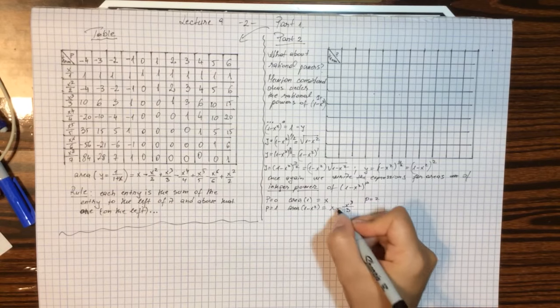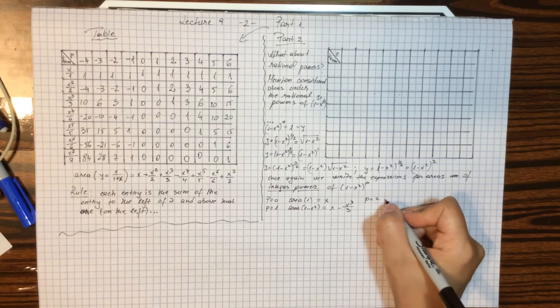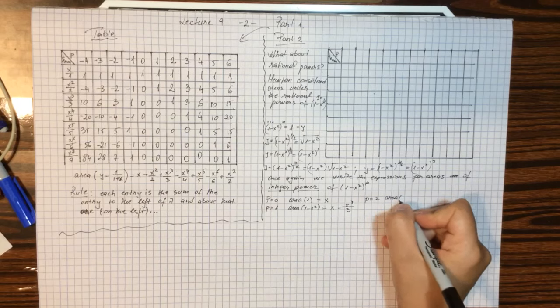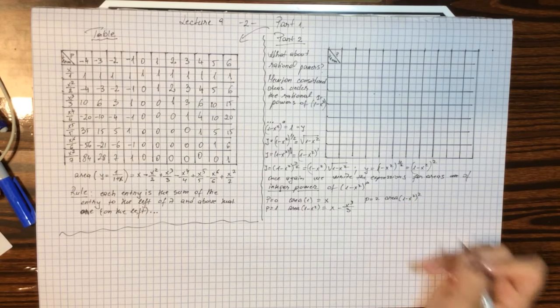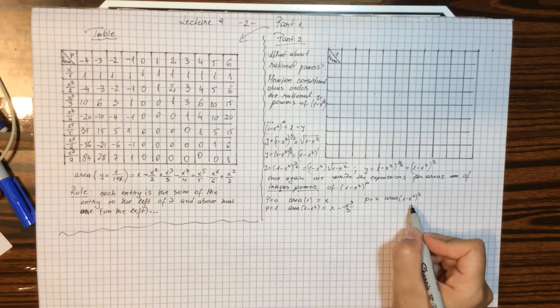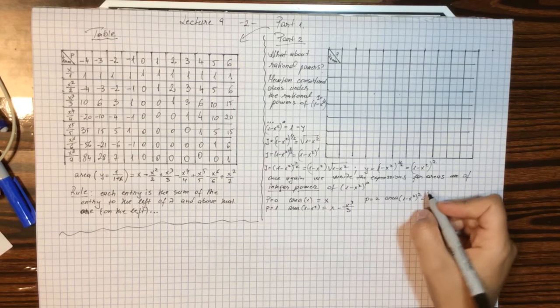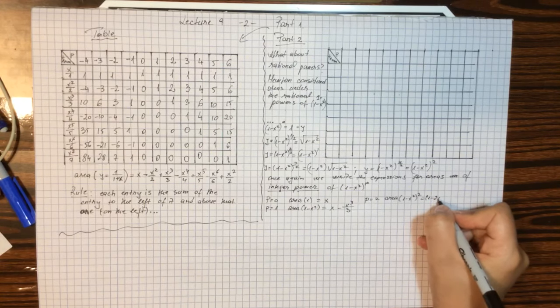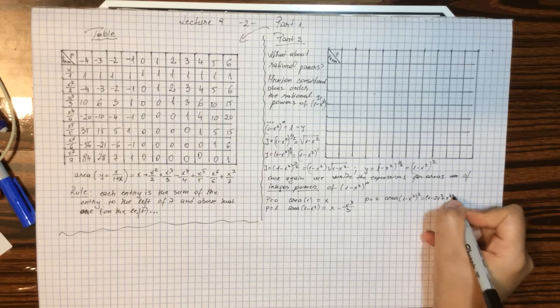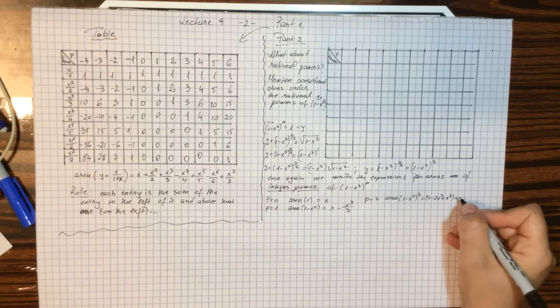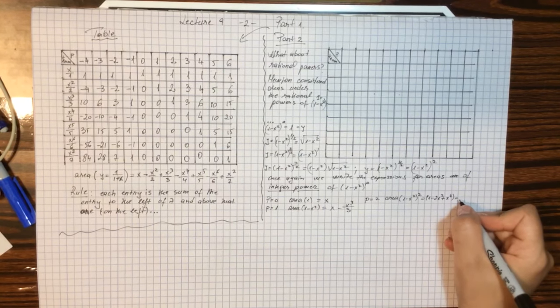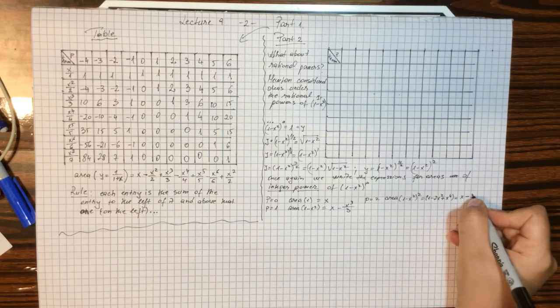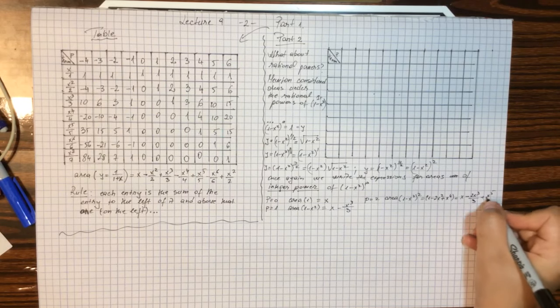For p equals 2, we have area under 1 minus x squared, the whole thing squared. If you expand that and integrate term by term, that would be area under 1 minus 2x squared plus x to the 4. Again, you can use Pascal's triangle to write the expansions. Then this area is equal to x minus 2x to the third over 3 plus x to the 5 over 5.